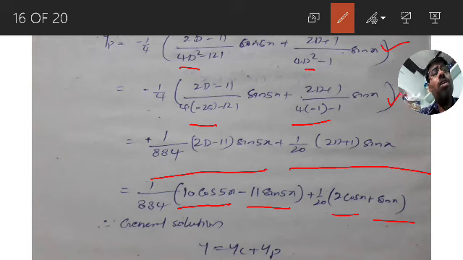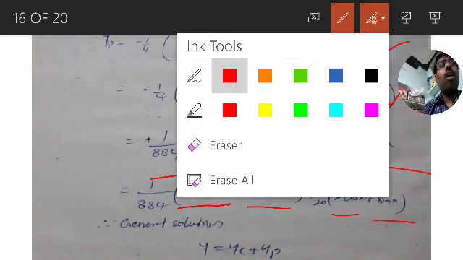Are you getting, guys? So this is my yp. Now I got yp. Very easy, but it is a tedious problem, that's it. Nothing new came here. Only simplification we need, that's it. So this is our yp.